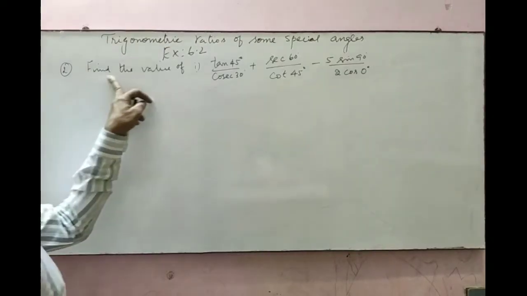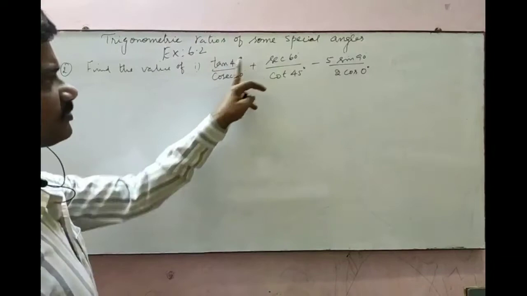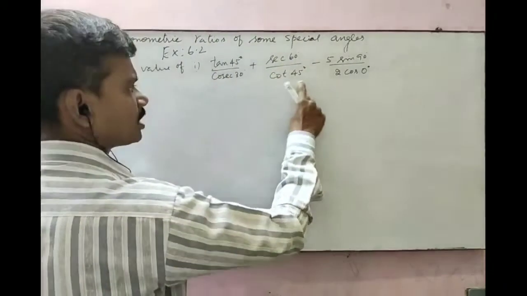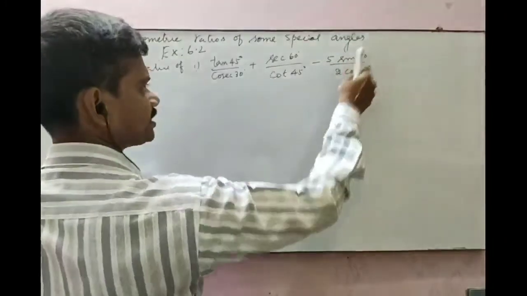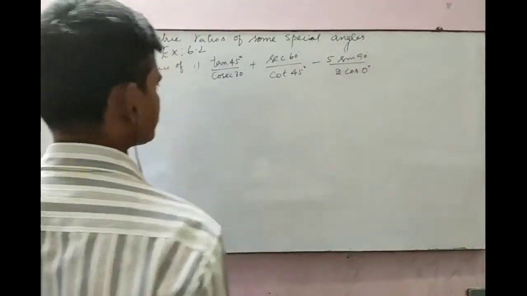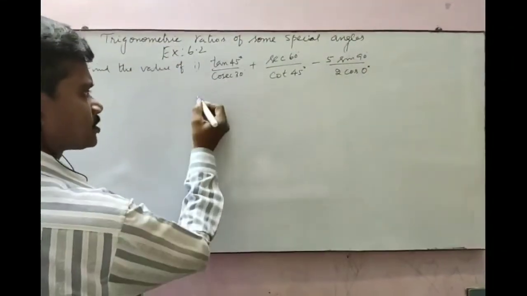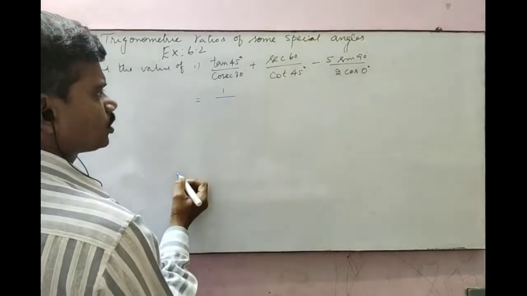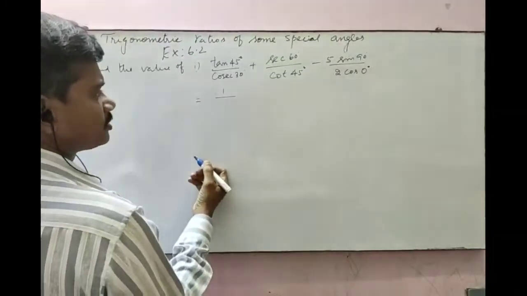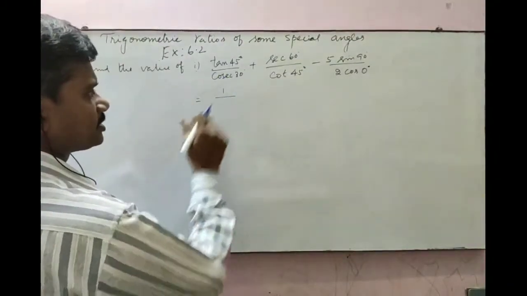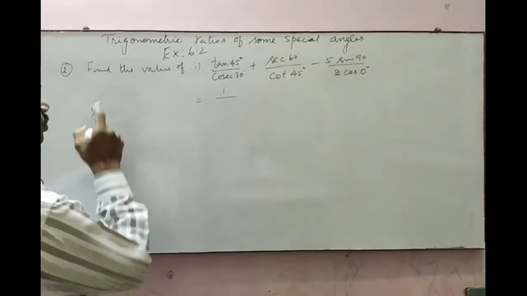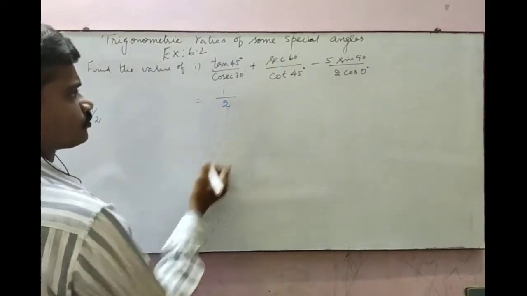Next we will see the second sum. Find the value of tan 45 degree by cosecant 30 degree plus secant 60 by cot 45 minus 5 times sin 90 by 2 cos 0 degree. Now we are going to substitute the table values. Tan 45 degree is 1. Cosecant 30. Cosecant is the reciprocal of sin. What is the value of sin 30? Sin 30 is 1 by 2. The reciprocal of that is 2.